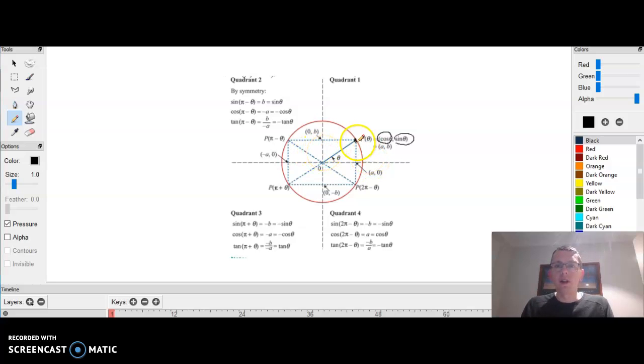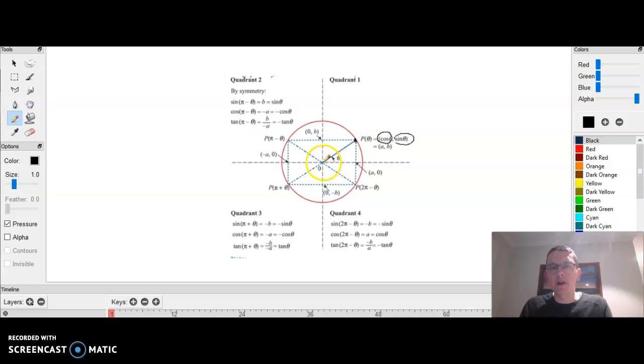So we're going to call this point A, B. We go A across, hence that's A, 0, that point there, and we go B up, hence this point here is 0 on the x and B. So this point here is A, B, where A refers to cos and B refers to sine.